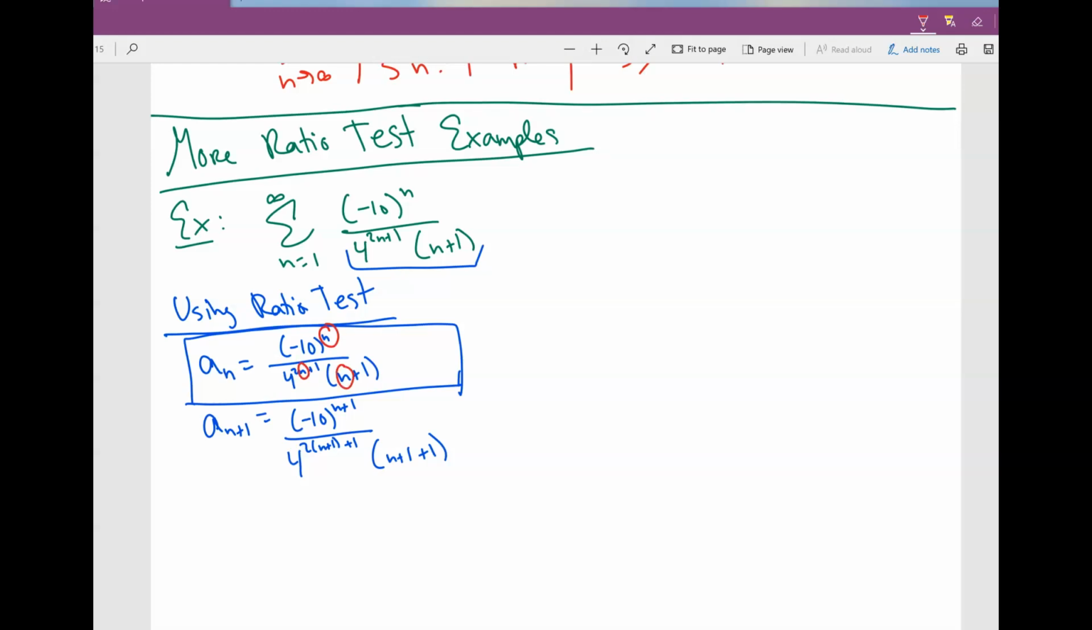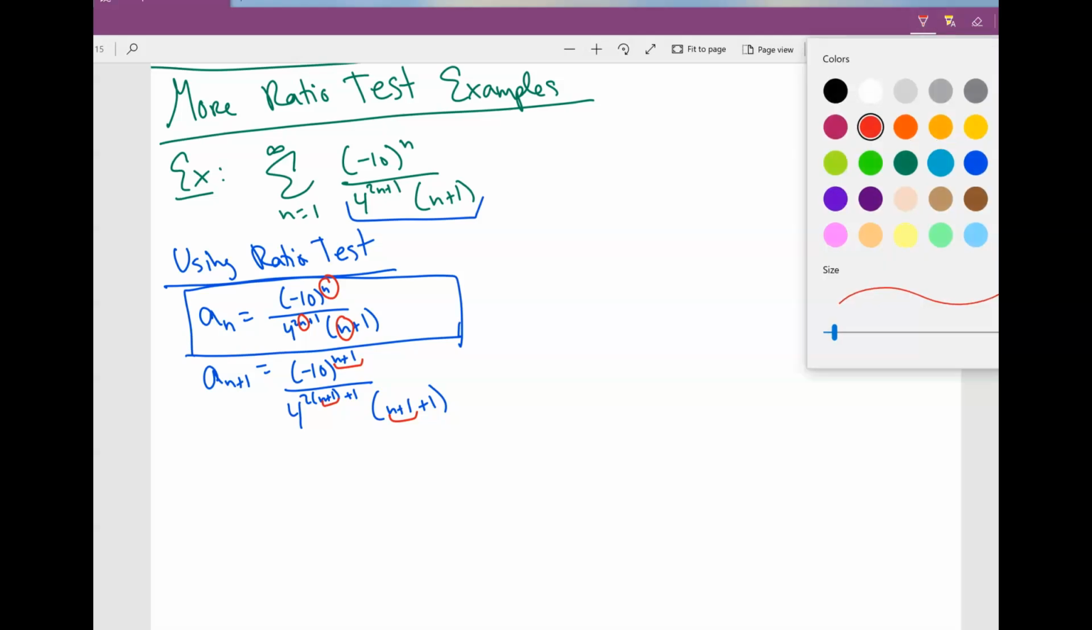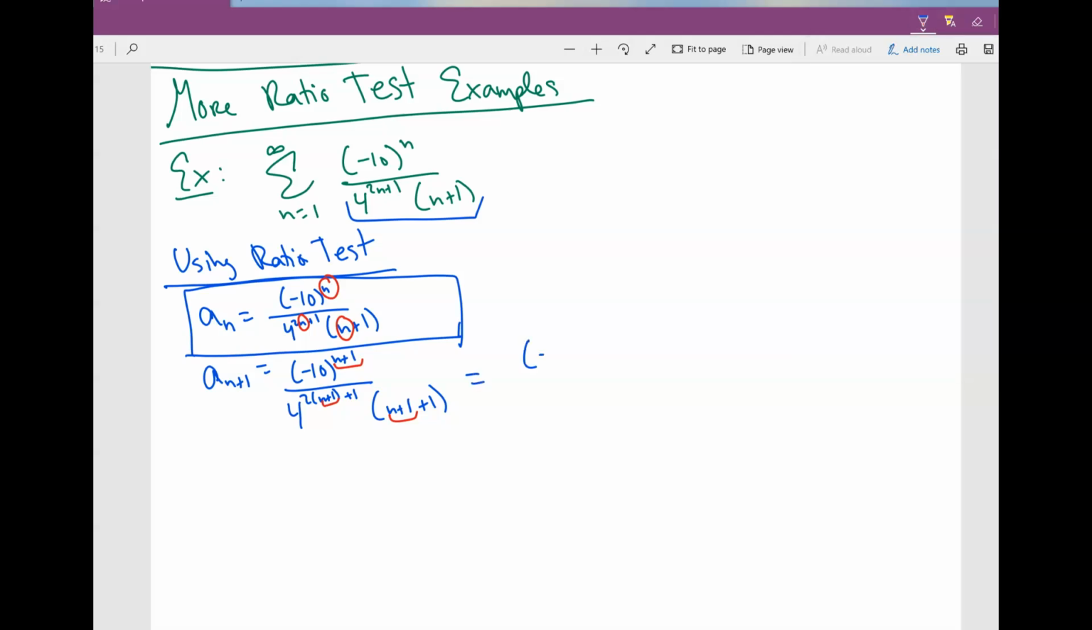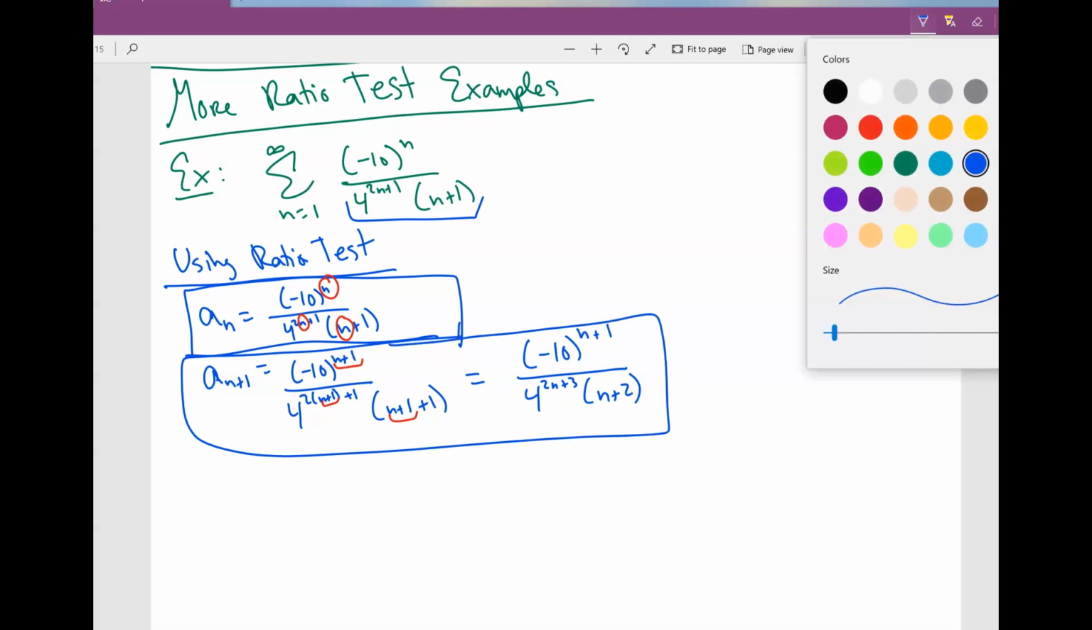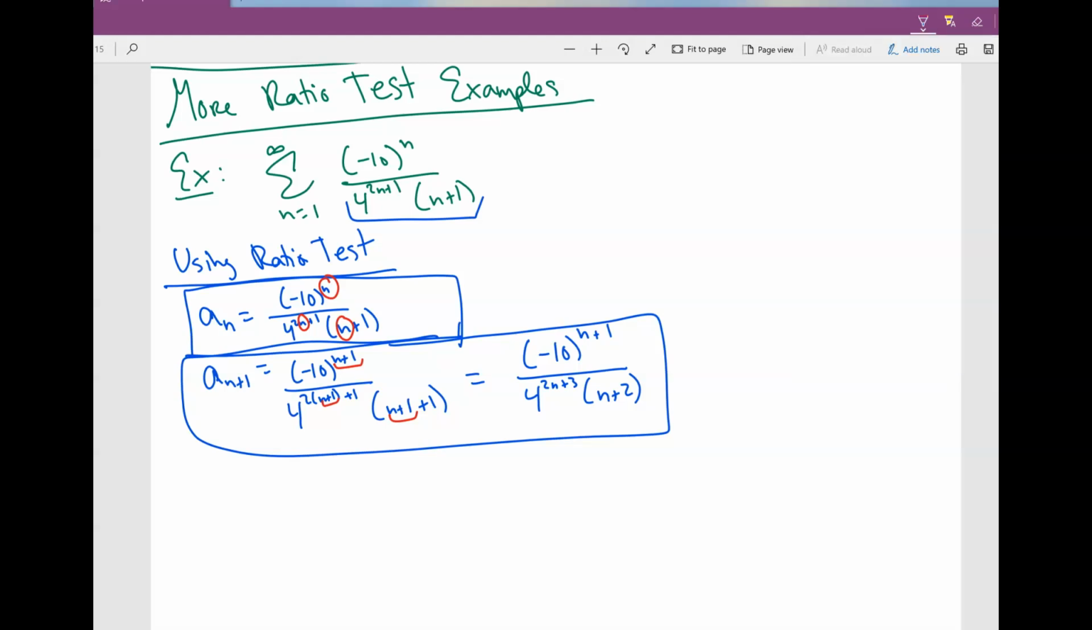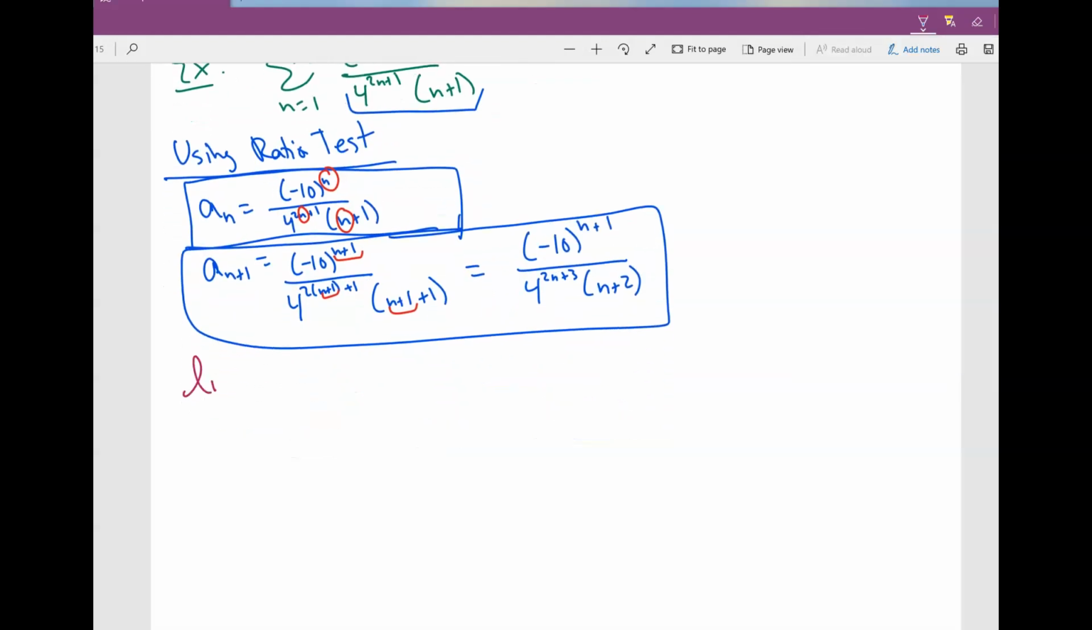So basically what I'm doing is that I'm applying an n plus 1 to all of these values of n. So every one of these n's is going to get an n plus 1, okay, as you can see there. So that means that this guy is just going to be negative 10 to the n plus 1, divided by 4 to the, what is this going to be, 2n plus 3, and then n plus 2. Okay, so that's what we're going to have. So this guy is going to be my a sub n plus 1. So now what I want to do is take the limit of the ratio of these two guys.